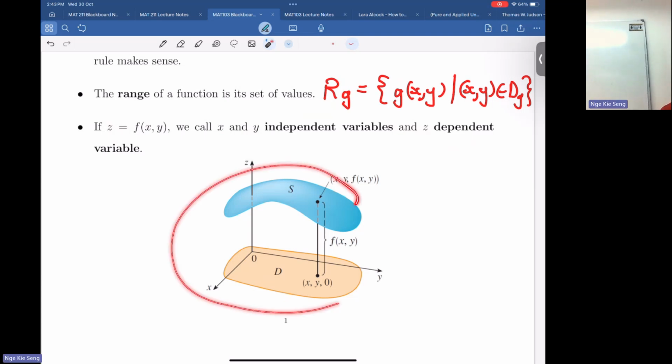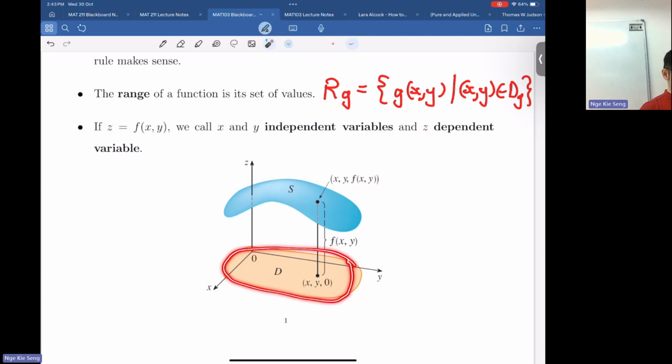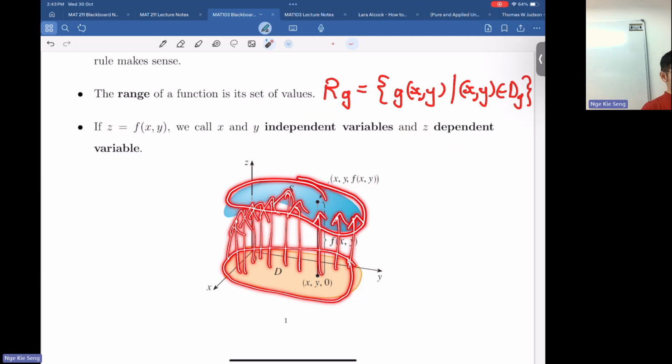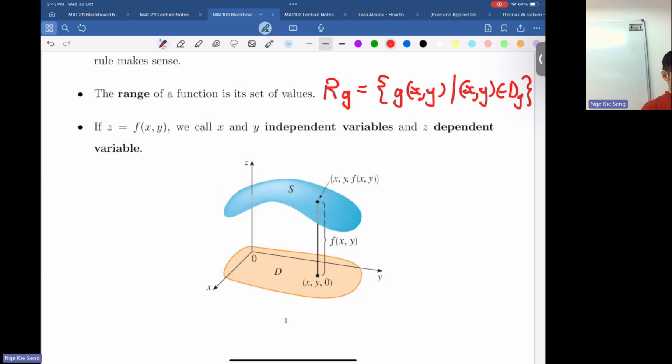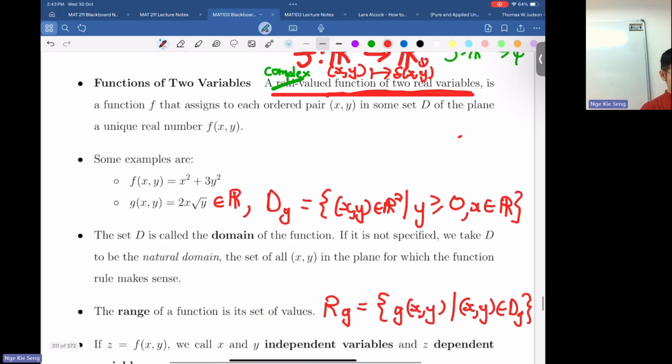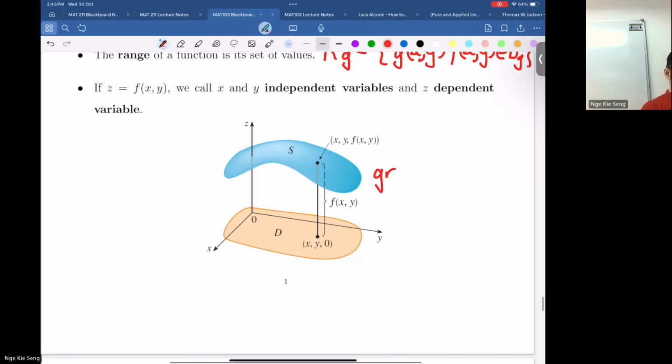So in general, your graph will look like this. This is what I described just now. So you have a domain here, and then if you map using your f, you will get a height. And then you can put all these points together. Then this is just the graph. So this is the graph of f. So instead of drawing lines, you draw a surface now.